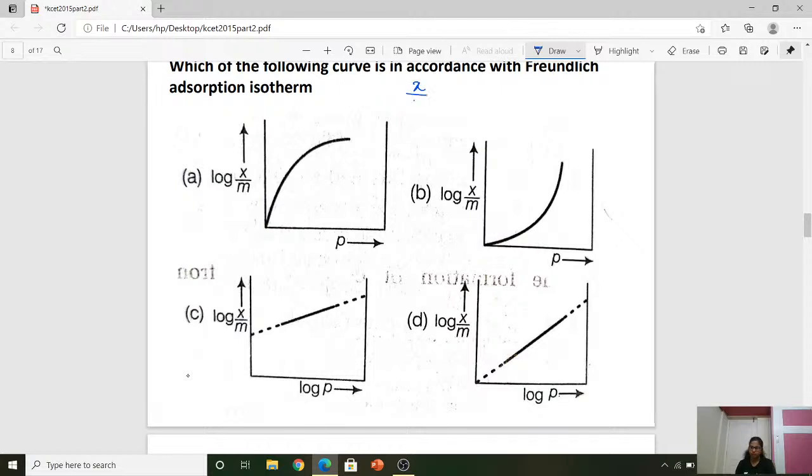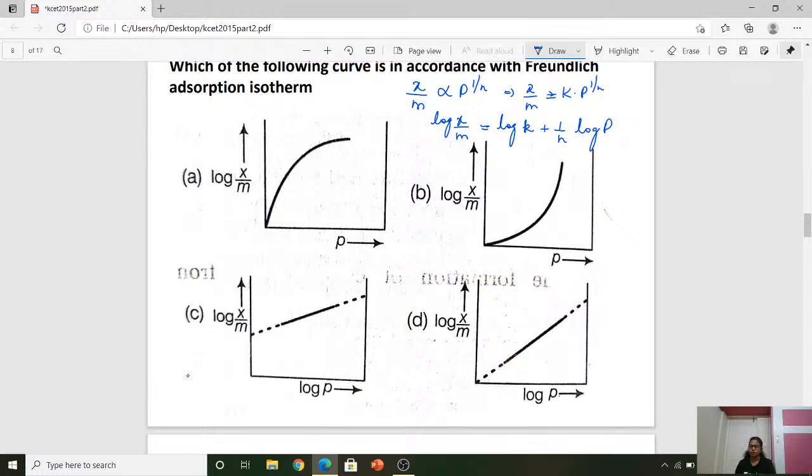the amount of adsorption, that is x by m, is directly proportional to P to the power 1 by n. P is the pressure, isn't it? I can write x by m is equal to K into P to the power 1 by n. In other words, log x by m is equal to log k plus 1 by n log p.